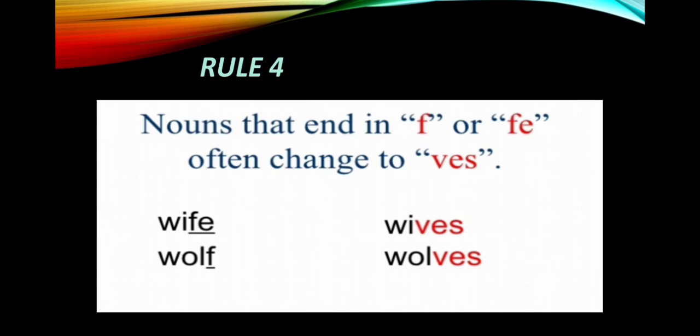It means that we are talking about more than one. In the second example, the noun is ending with f. So we will drop f and add ves in place of f to make it plural.